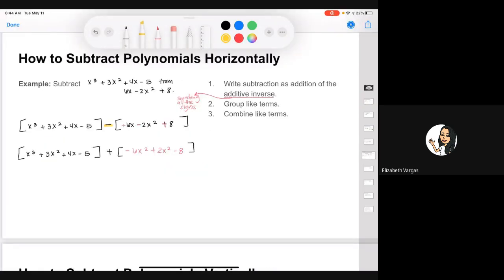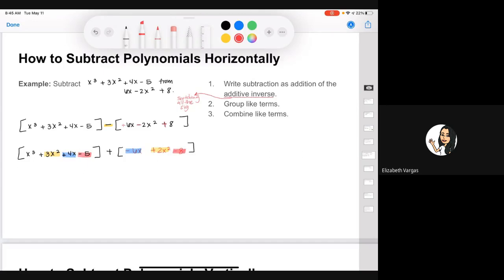So grouping like terms means putting together terms that have similar expressions. So I have an x squared, I have an x squared, I have a 4x, I have oh, this isn't supposed to be x squared. That's why. Hold on, guys. Yeah, because it was originally 6x, not 6x squared. Okay, so now I'm combining 3x squared plus 2x squared, 4x plus negative 6x, negative 5 plus negative 8.